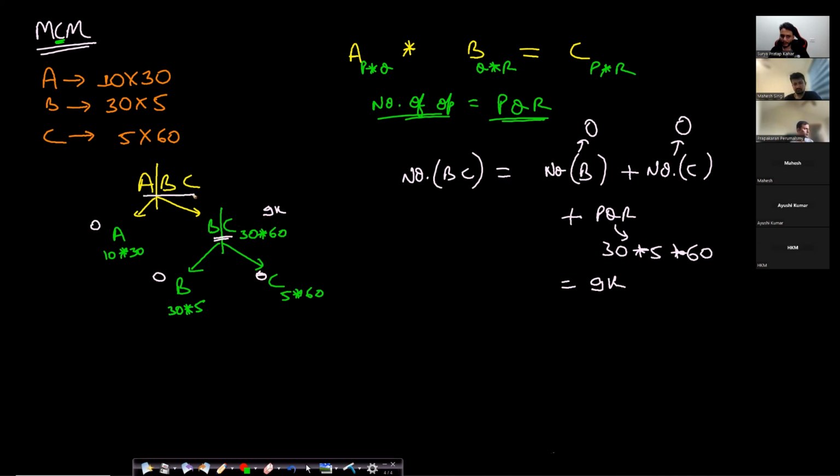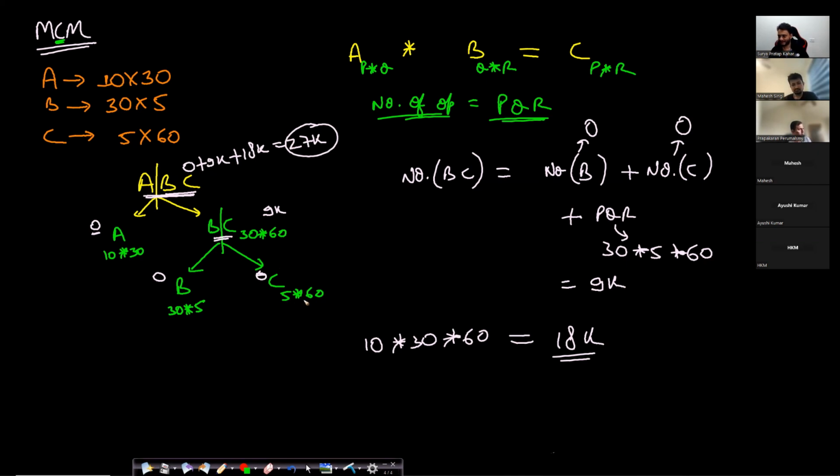Now I need to calculate how many operations it will take to multiply A with BC. So it will be equal to the number of operations it took to form A, which is 0, plus the number of operations it took to form BC, which is 9K, plus the number of operations it takes to multiply A with BC, right? It will be PQR, 10 into 30 into 60. And this will be 18K. If you check it out, it will be 18K. So the total operations to multiply them together is 27K. Are we good?